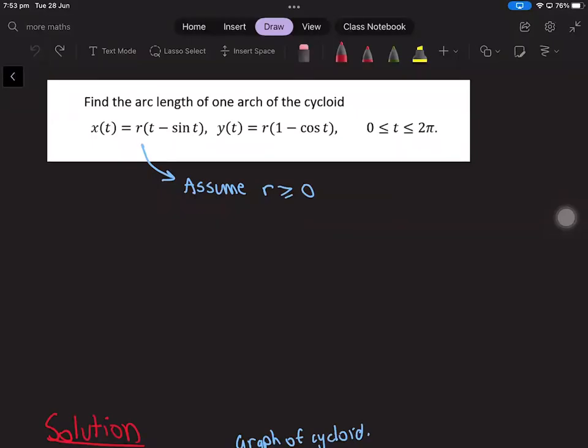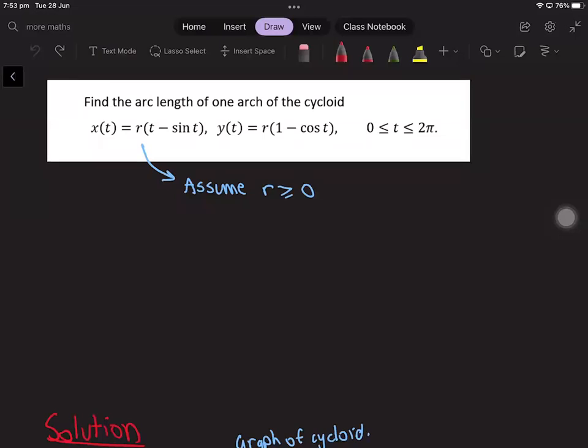In this video, I'll be finding the arc length of one arch of the cycloid defined by the equation x(t) = r(t - sin t) and y(t) = r(1 - cos t), where t is between 0 and 2π. If you like, you can pause the video and try having a go at the problem on your own before having a look at the solution.